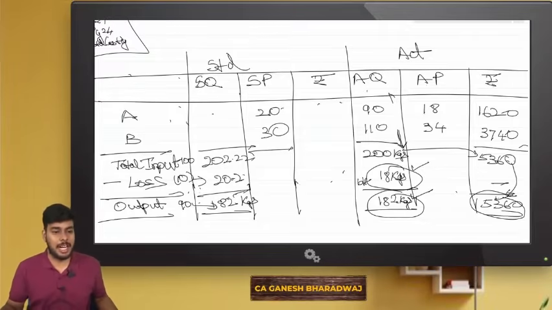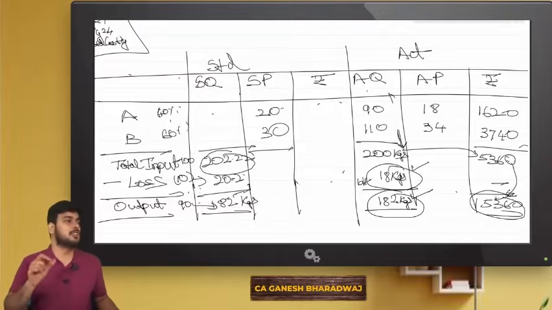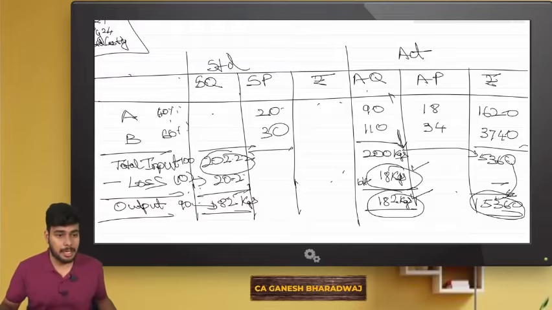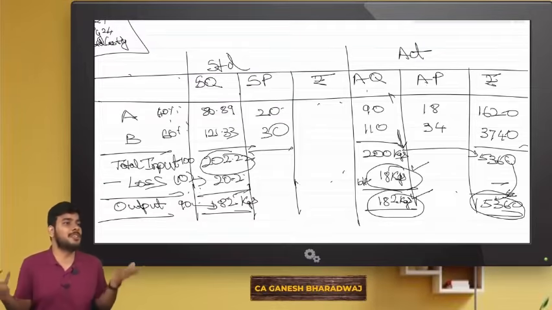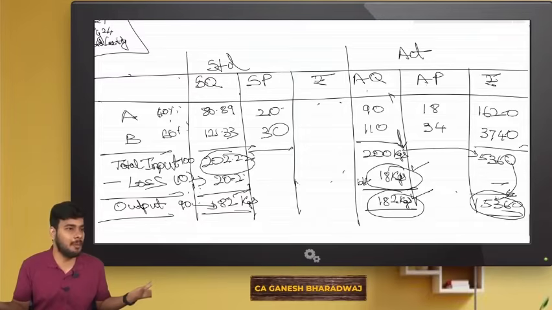202.222 and all that. Now, out of this 202.222, 40% should be A, 60% should be B. So 202.2222 into 0.4 is equal to, write down, 0.6 is equal to, write down. How much? 80.89 and 121.33. Correct? Are you clear with this? And now we got everything we wanted. Yes or no?